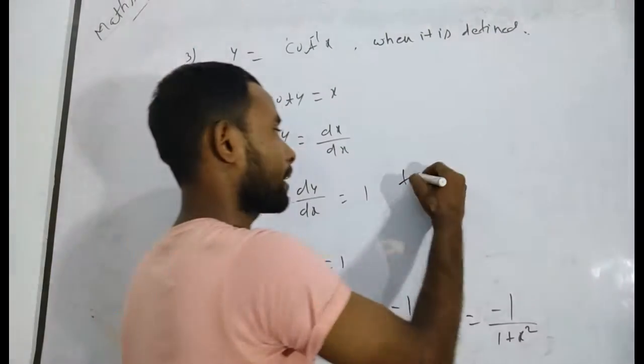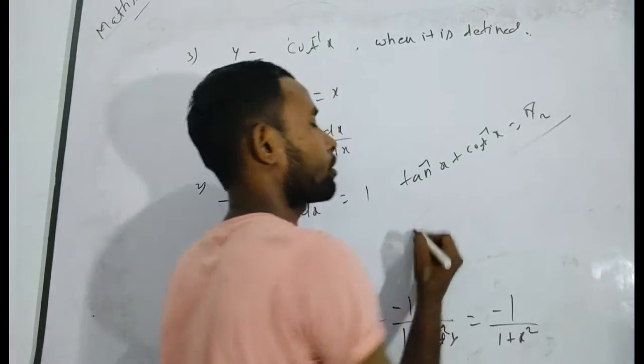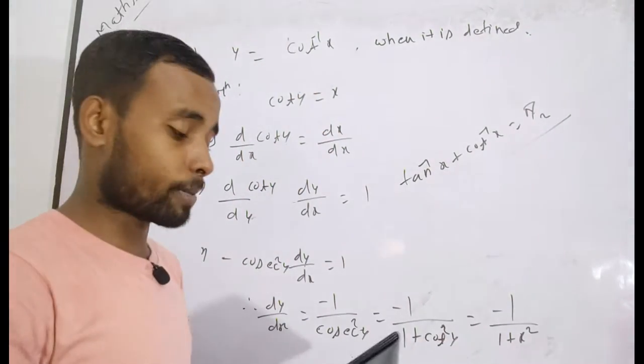You can also go through this method: as you know, tan inverse x plus cot inverse x is equal to pi by 2. Differentiating on both sides, you will get a similar answer again.